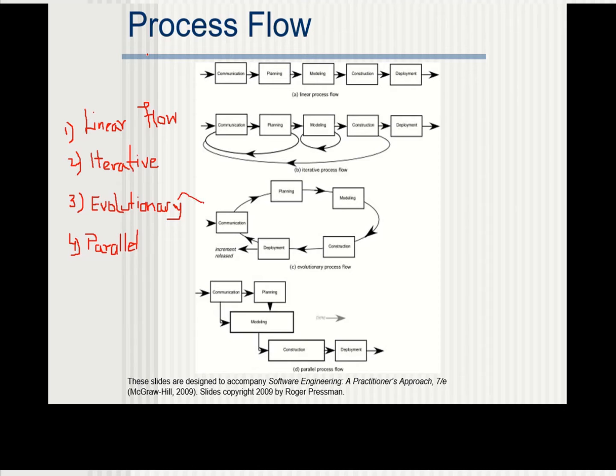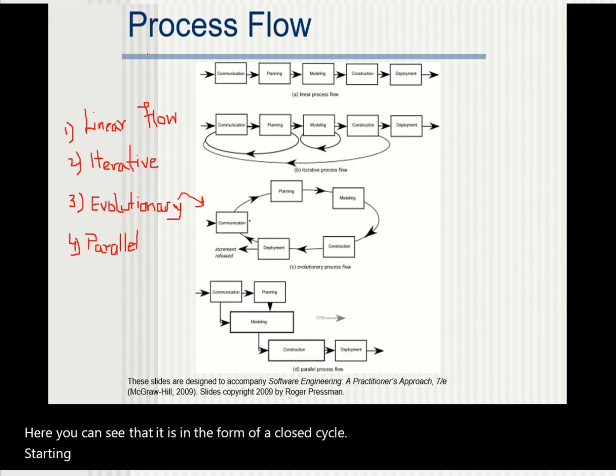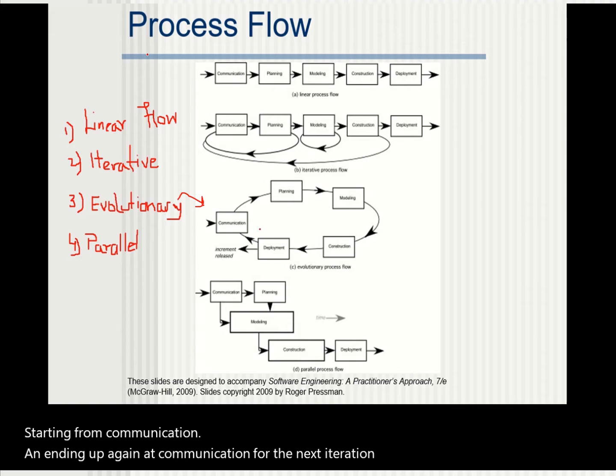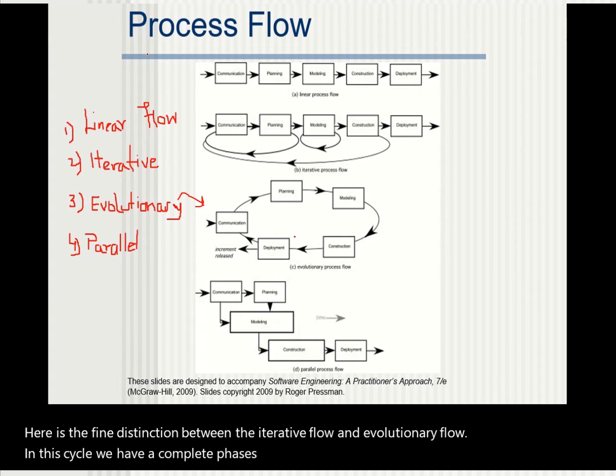Now thirdly, we have an evolutionary process flow. Here you can see that it is in the form of a closed cycle, starting from communication and ending up again at communication for the next iteration to proceed. Here is the fine distinction between the iterative flow and the evolutionary flow. In this cycle, we have a complete set of phases of all the activities done, and then we start from the communication activity again.